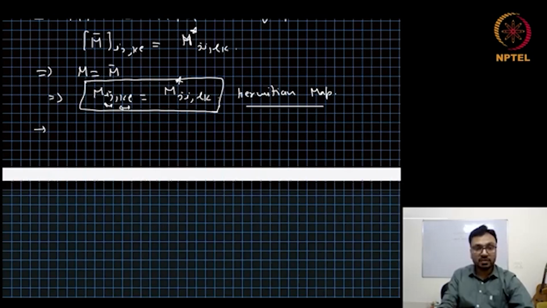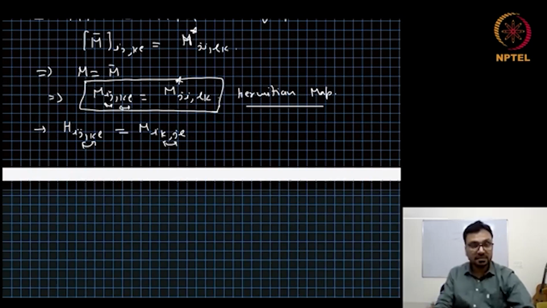This looks like a complicated condition. So what we do is we define a matrix H such that Hij KL is MIK JL. So what we have done is we have just interchanged J and K elements, and so the H matrix contains the same elements as M but reshuffled. They are kept at different places, but it contains all the elements. We'll show what this transformation looks like.